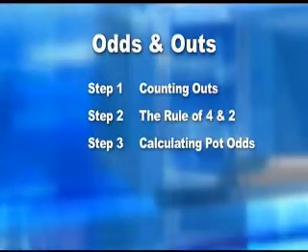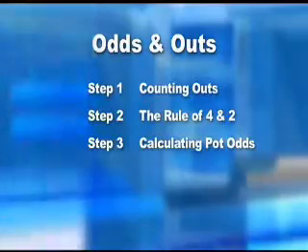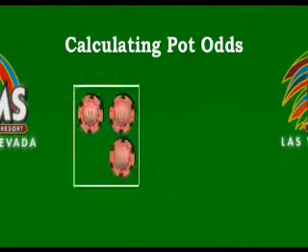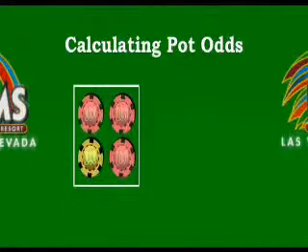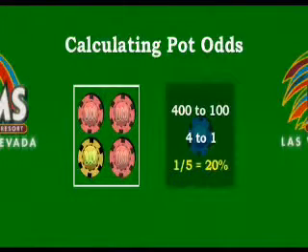Step 3. Calculating pot odds. After figuring out my chances of winning by using the rule of 4 and 2, I have to calculate the pot odds to make winning decisions. Suppose the pot has $300 in it. My opponent bets $100. Now the pot contains $400. I'm being asked to call $100 to win $400. My pot odds are 400 to 100, or simplifying that, 4 to 1. If I call $100, my $100 chip will represent 1/5, or 20% of the pot. So I need a 20% chance to win to justify calling.